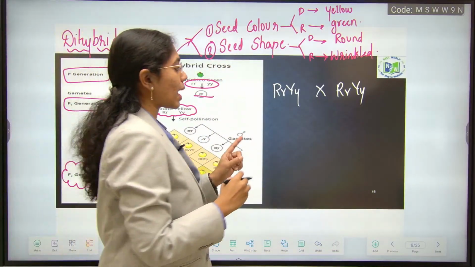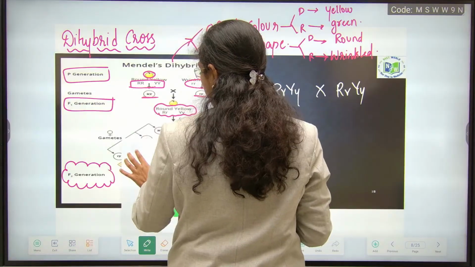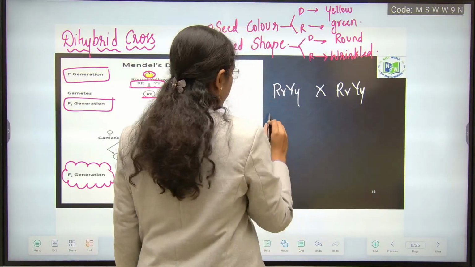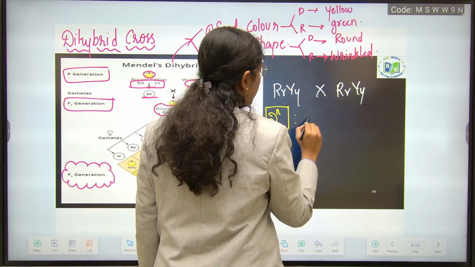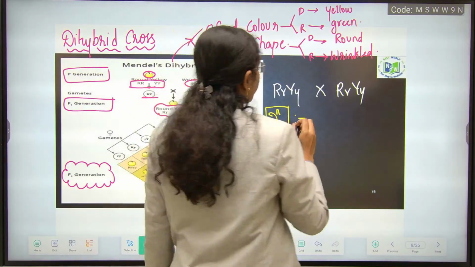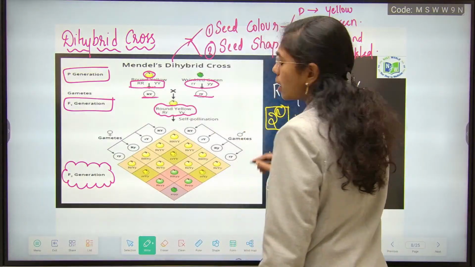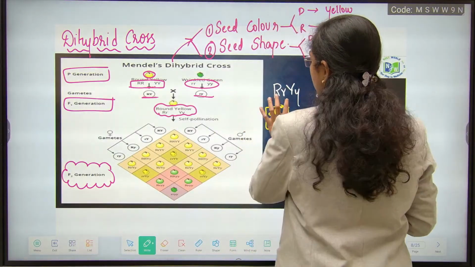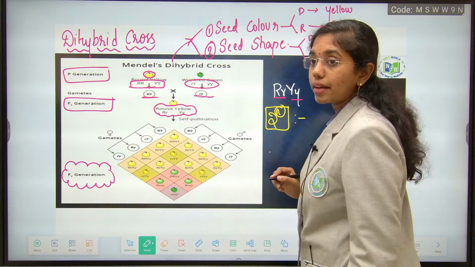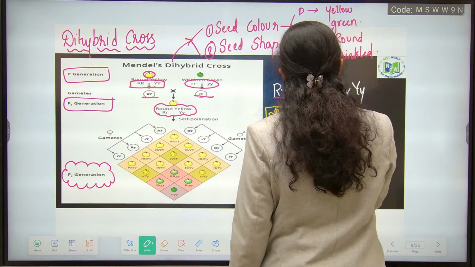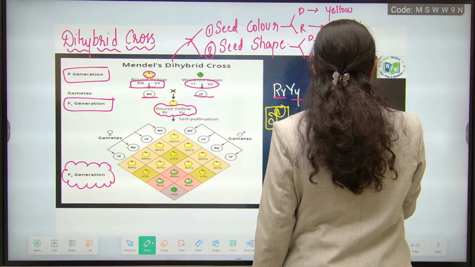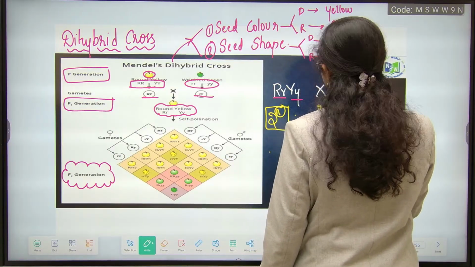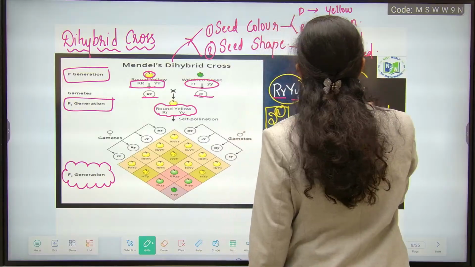Remember students, to calculate types of gametes, the formula is 2 to the power of n, where n is the number of heterozygous alleles. Here how many heterozygous alleles are there? 2. So 2 to the power of 2 will be 4 gametes. So each parent is providing 4 gametes here.